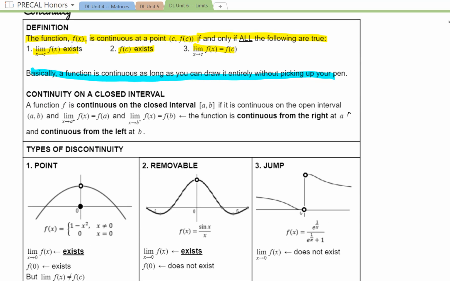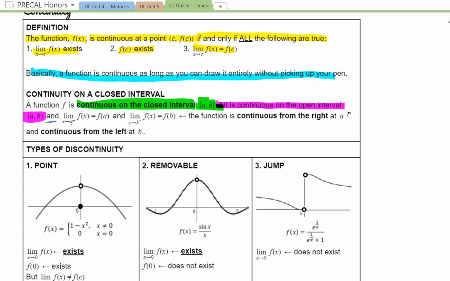Continuity on a closed interval. A function f is continuous on a closed interval if it is continuous on the open interval (a, b). Okay, so closed interval, see the brackets, means a closed interval. It includes a, it includes b. And this one is our open interval. Everything up to a, everything up to b, but not including them. If it is continuous on the open interval a, b, remember, open interval, not including a or b.